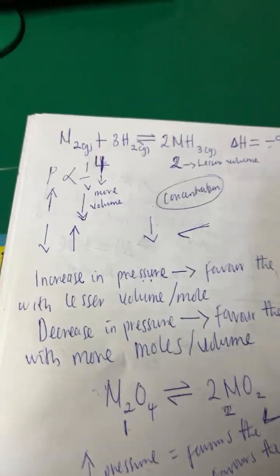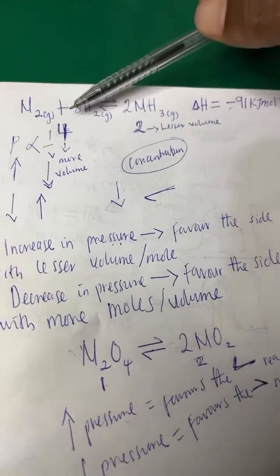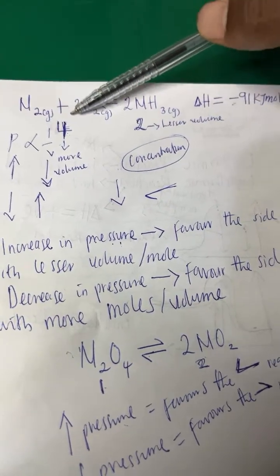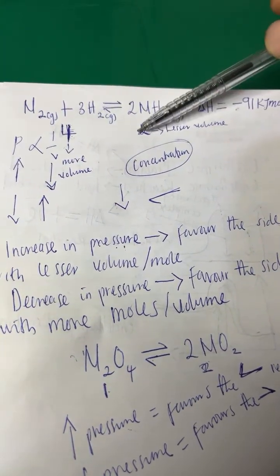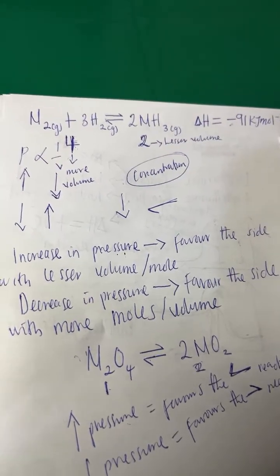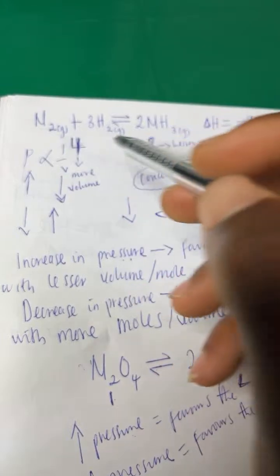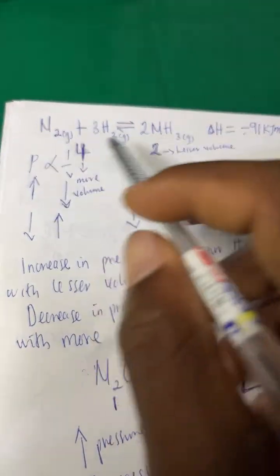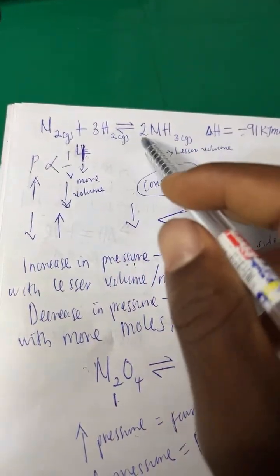You understand me? So here now, if the concentration is increased, you see this one has 4 and this one has 2. The reaction will have to favor the side that has smaller concentration. So if the concentration is increased for this reaction, it will favor the forward reaction, which is towards the product side, right?